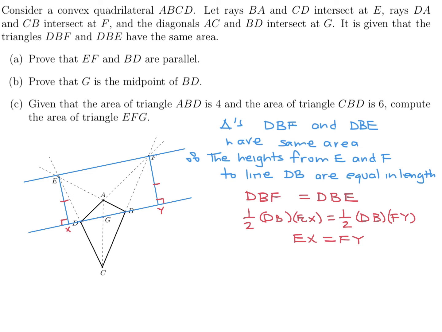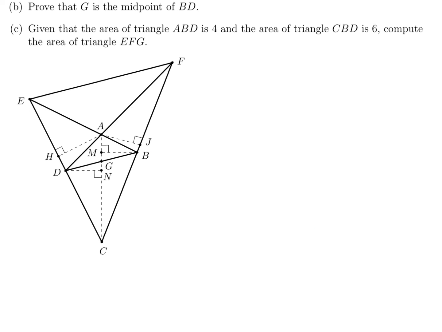Because if they're the same length, then that means this is a right angle, and this is a right angle. So therefore, you can conclude that EF and DB are indeed parallel. Okay, so that takes care of part A. Prove that G is the midpoint of BD.